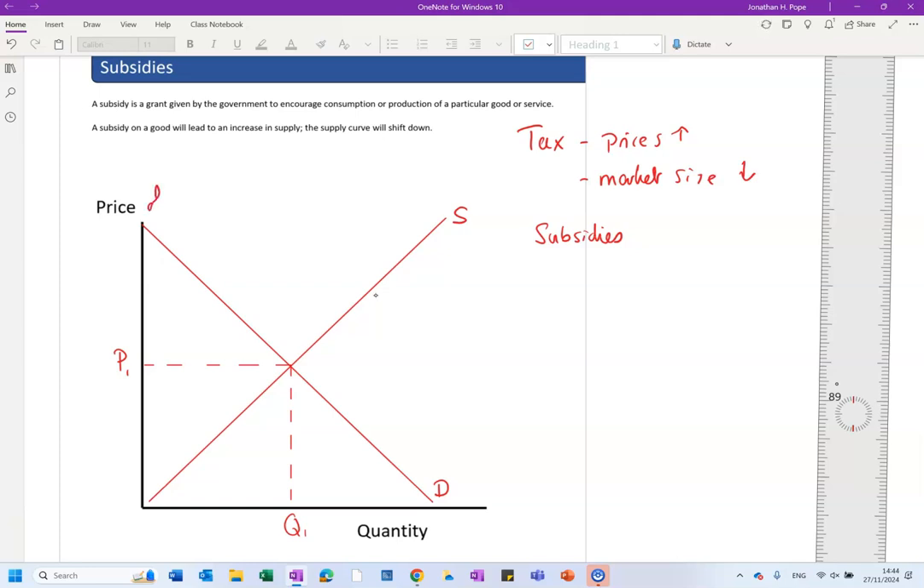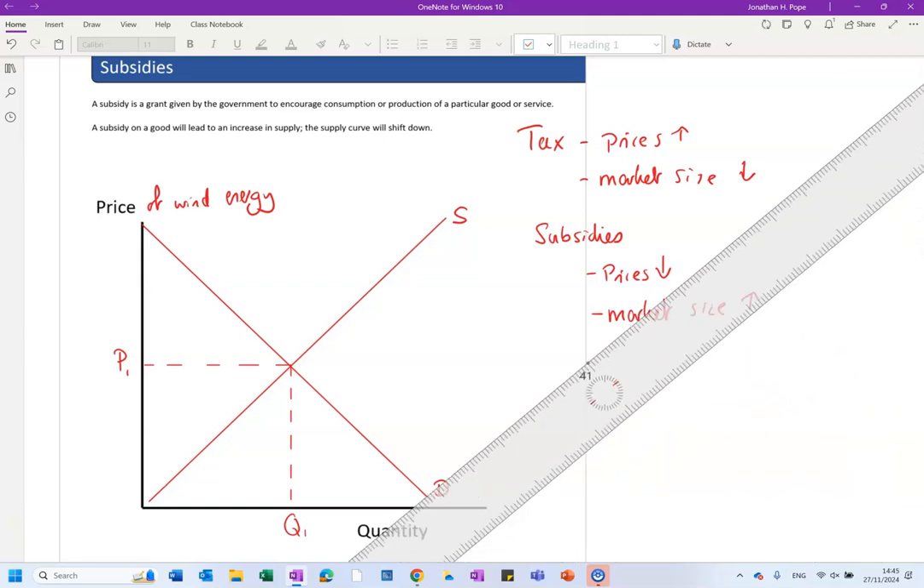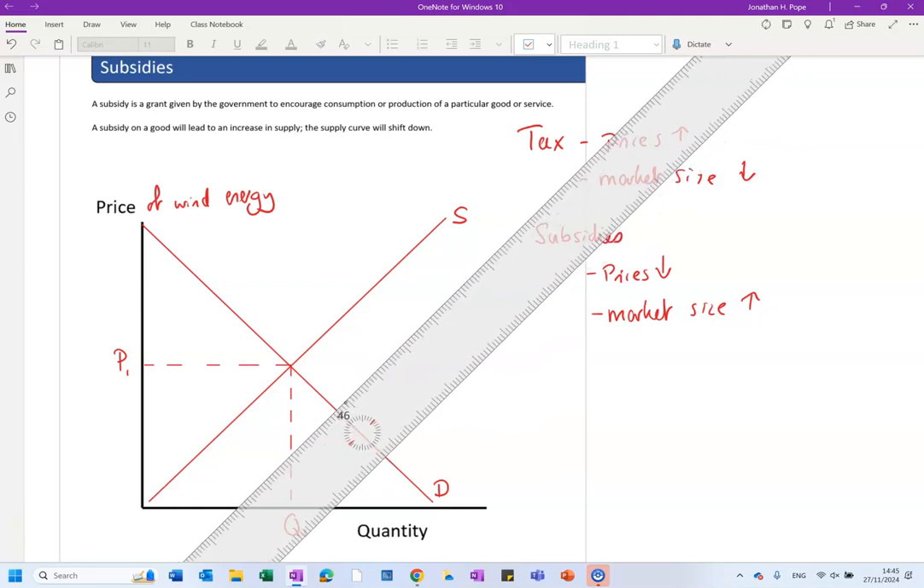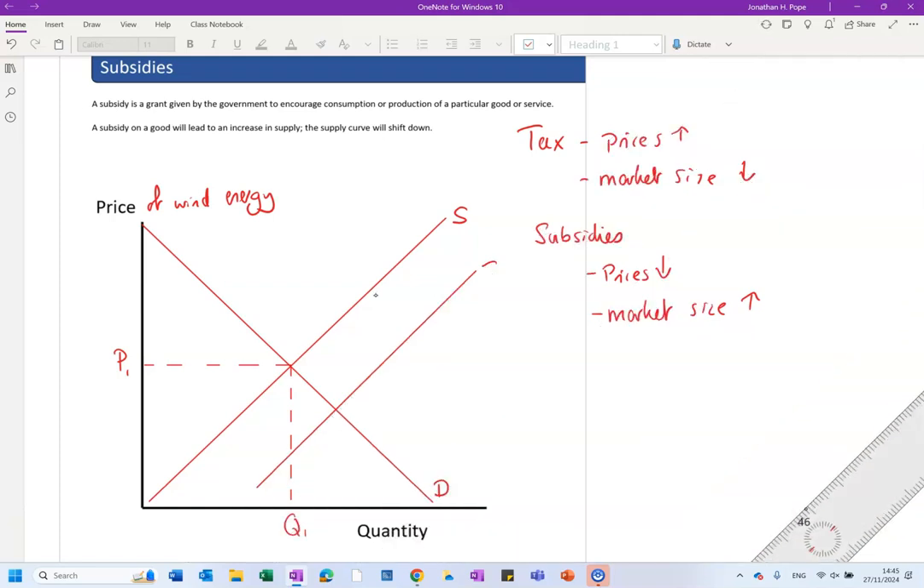Let's put, say, price of wind energy, for example. And that's going to make prices for consumers go down, and it's going to make the market size go up. So it's exactly the opposite, and that makes it confusing. So we're going to take our diagram. Please do draw with me. What we're going to do first of all is take our standard supply and demand diagram. We're going to shift the curve now downwards.